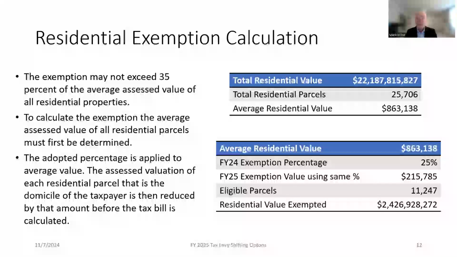Using the adopted percentage of 25% for fiscal year 24, repeating that again for 25 would result in an exempted value of $215,785 for FY25. If we have 11,247 parcels eligible, this would mean that we would be exempting $2,426,928,000 of value from taxes in fiscal year 25.